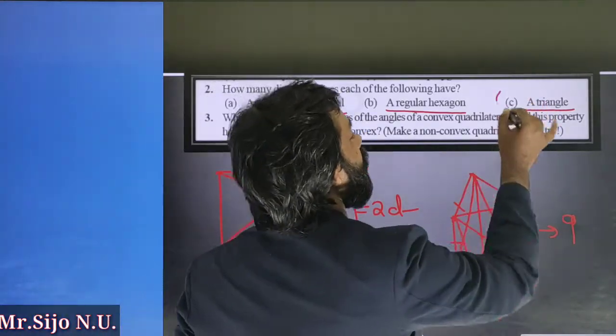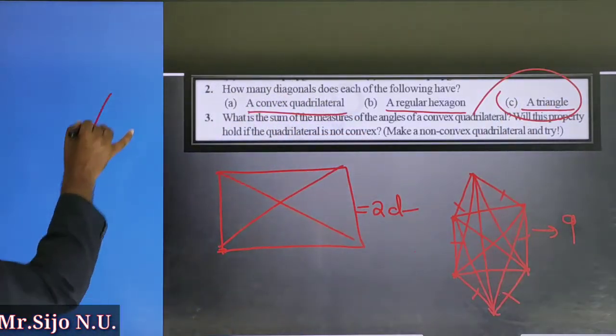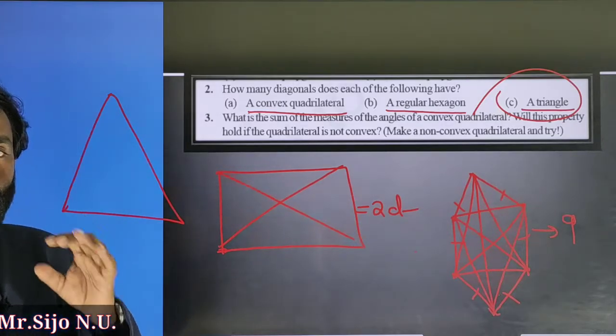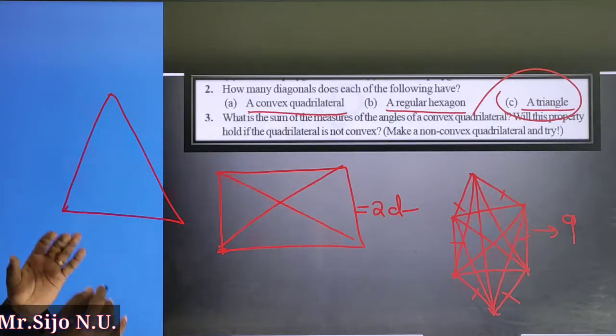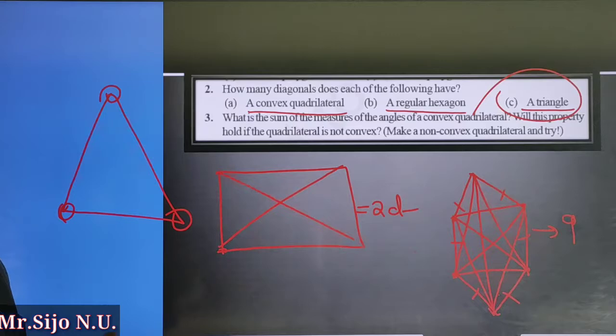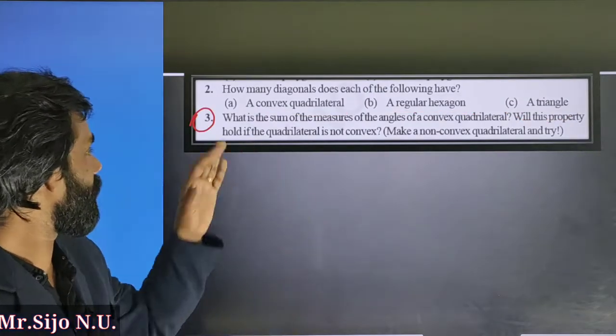Now here is a triangle. We already discussed that. We can draw a triangle. How many diagonals can we draw here? We cannot draw a diagonal, because a diagonal is a line segment which connects two non-consecutive vertices. In the case of a triangle, we cannot find non-consecutive vertices. Therefore, in the case of a triangle there is no diagonal. So 0 diagonals.